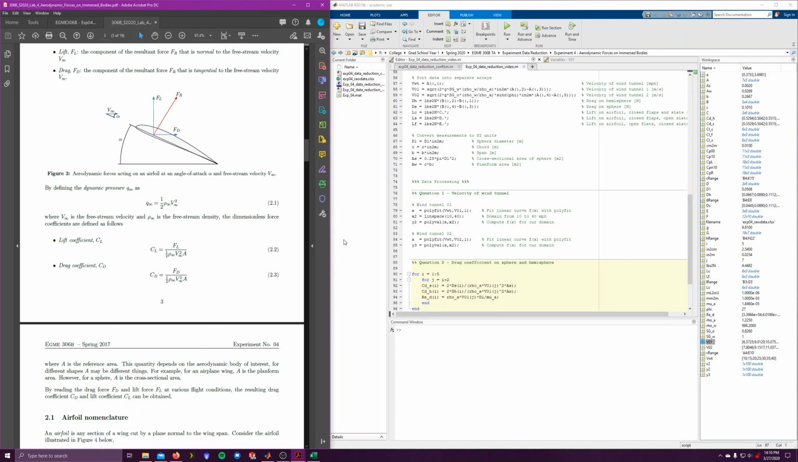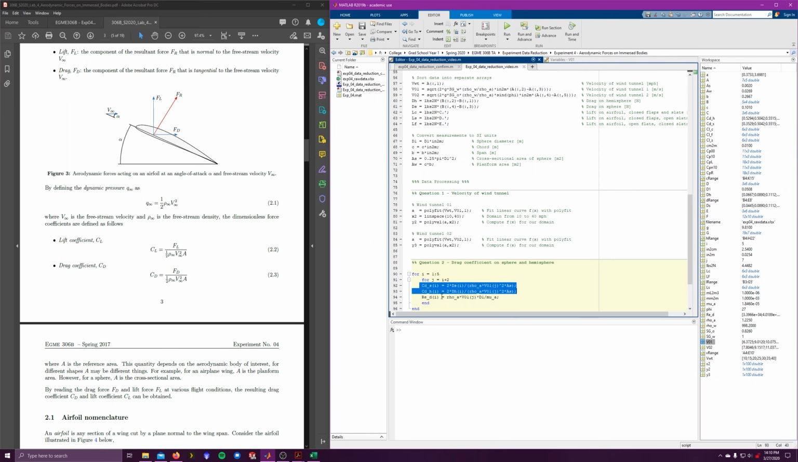Okay, so for question 2, the drag coefficient on a sphere and hemisphere. So what I have here is the drag coefficient on the sphere, the hemisphere, and then the Reynolds number that we also need to find. Okay, so the Reynolds number, that's just rho v d divided by the viscosity of air, so that's pretty simple. If you look at my code here, I have the velocity for the first wind tunnel.